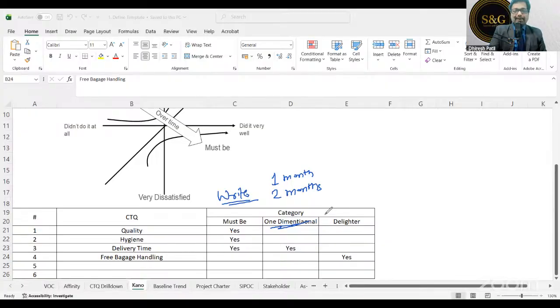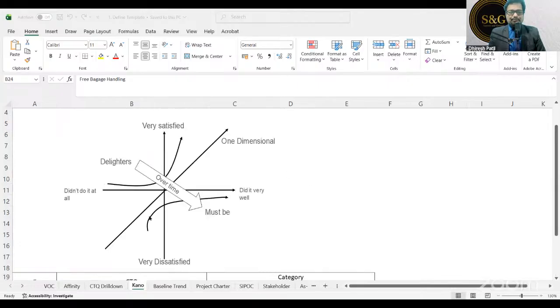Why do we say one-dimensional? It's a very good question. To explain this, I need to go back to this diagram. Now understand this. Even though we are digressing a little, let me explain this diagram.